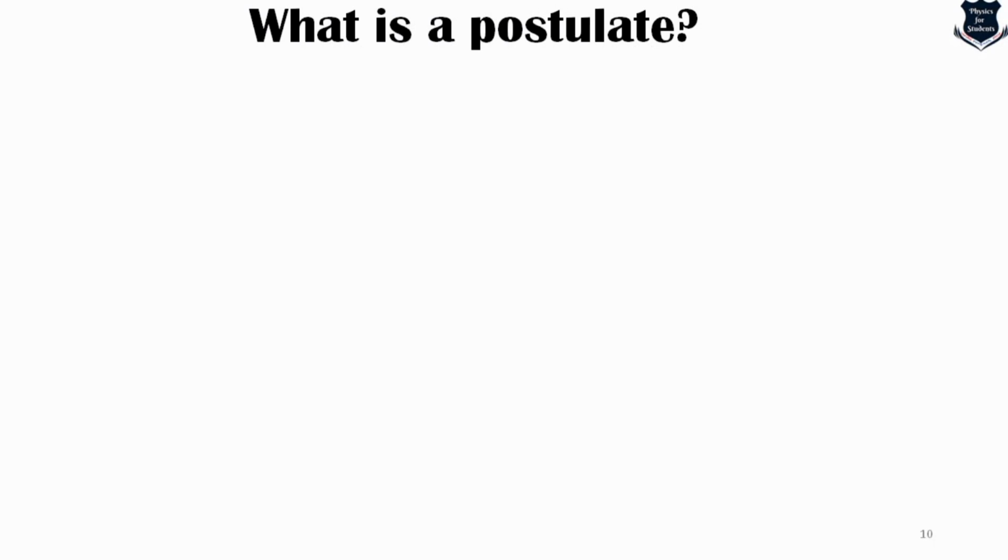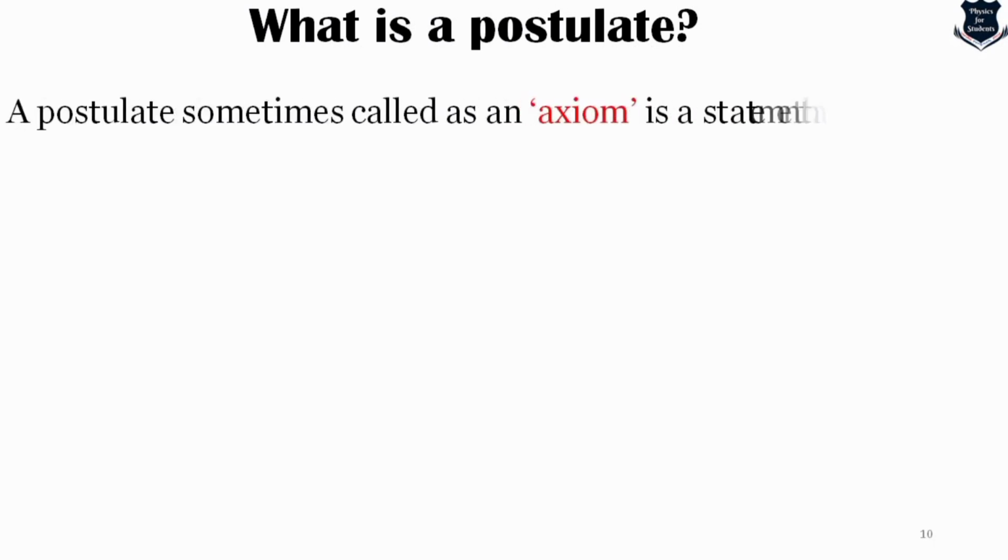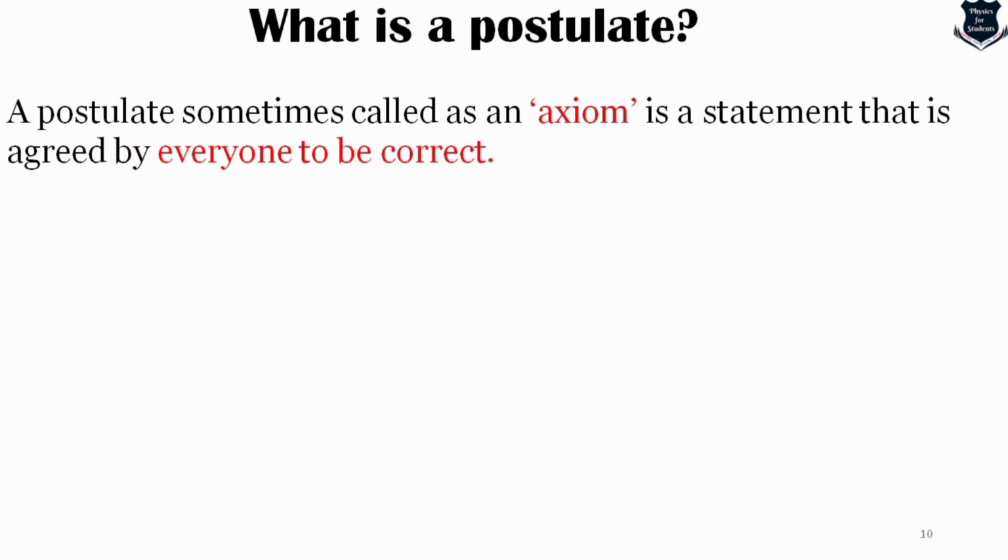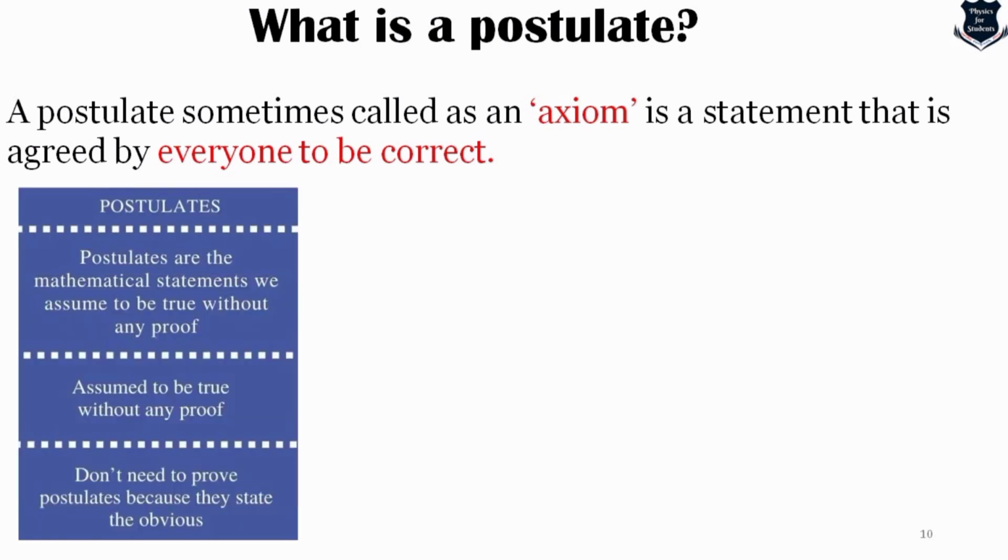Okay, now we come to the second fundamental concept, but before that, I would like to tell you what a postulate actually is. Hold on with me because this is important. A postulate is sometimes called an axiom. It is a statement that everything is agreed upon to be correct. Here you can read what postulates and mathematical statements we assume to be true. They are assumed to be true without any proof, and we don't need to prove the postulates. Why I am coming to this, I will tell you.